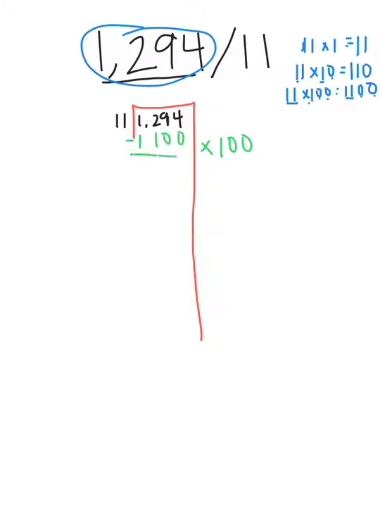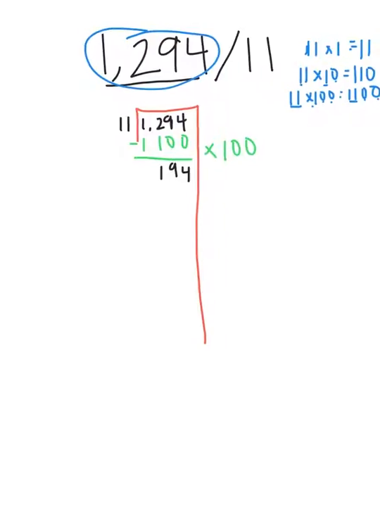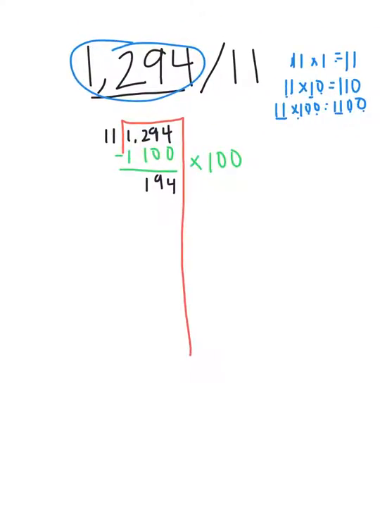Now we're going to subtract to see how much we have left. 4 minus 0 is 4. 9 minus 0 is 9. 2 minus 1 is 1. And then 1 minus 1 is 0. Now we're focused just on what is left, which is the 194. We're going to try to get as close to that as possible.